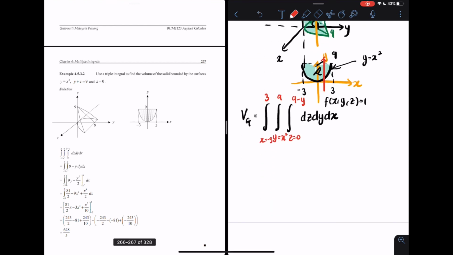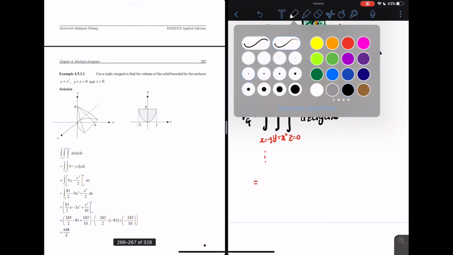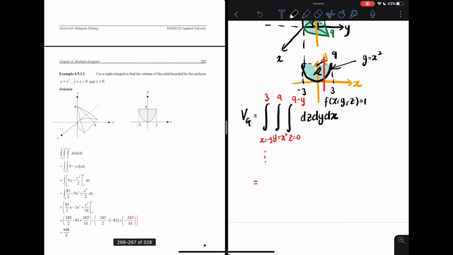So if you spend some time to go through the solutions, you should get the same answer, which is volume of the solid G is equal to 648 divided by 5. So this will be the final answer for this question. I think that's it for triple integral.